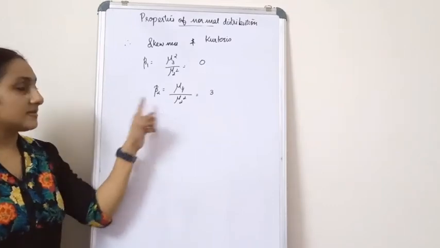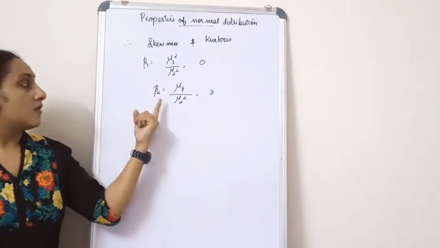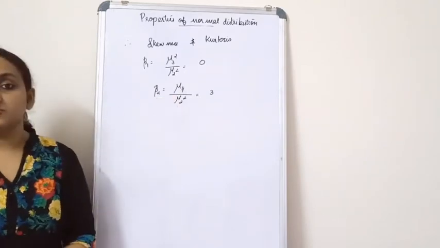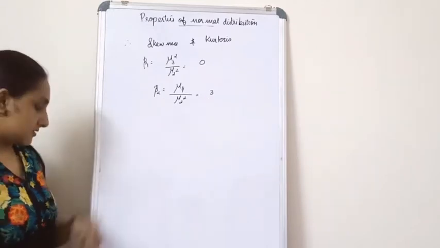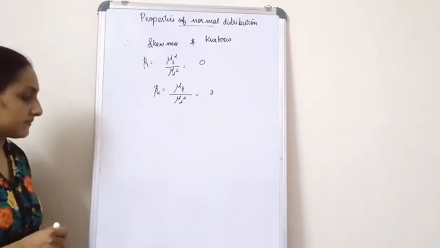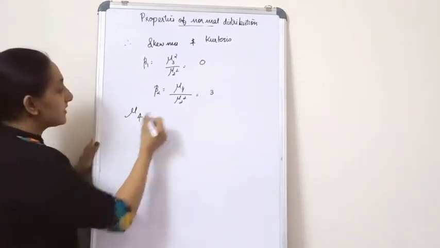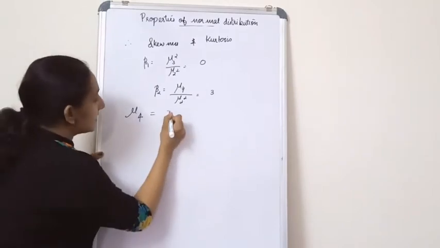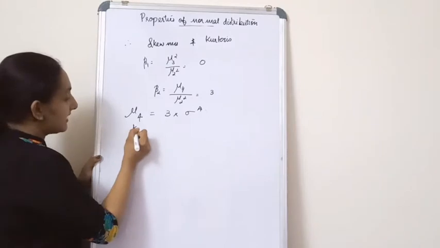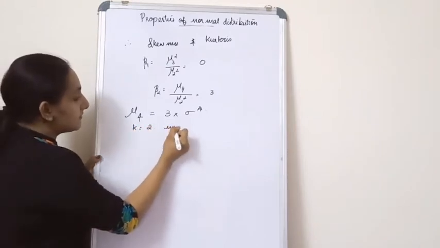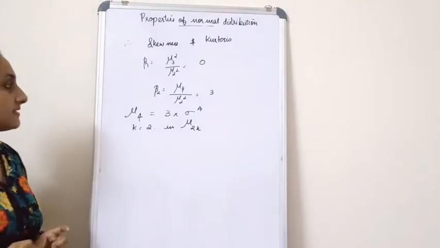Okay, now what about the kurtosis part? Now the measure of kurtosis is usually denoted by beta 2, which is equal to mu4 divided by mu2 square, and that is equal to 3 in this case. You can find out your mu4 according to your formula. Mu4 is equal to what? 3 into sigma raised to 4. Just put k is equal to 2 in mu 2k, and from that you will get this value.